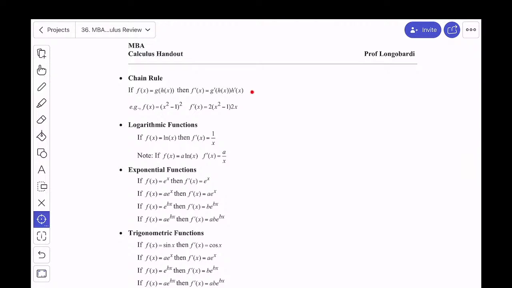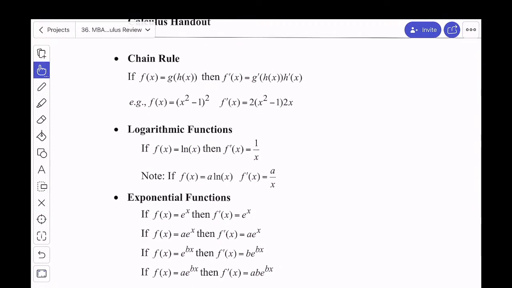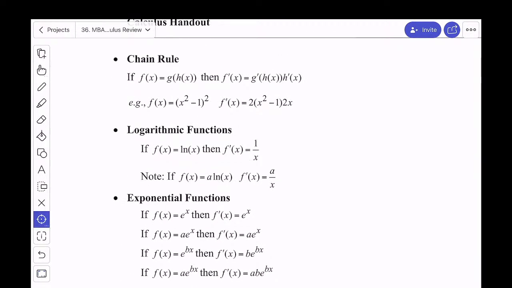Okay, so this is the chain rule. Let's say you have a function inside of a function like this one here. Inside you have x squared minus 1, and then it's being squared.